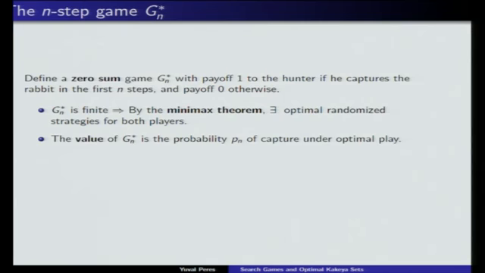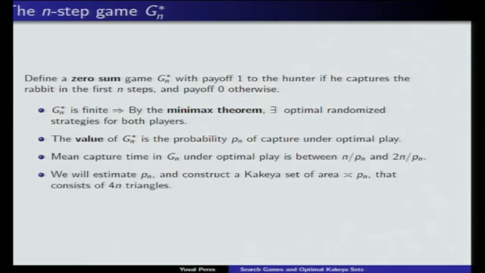So in other words, there is some value to this game, and the value is just the probability of capture under optimal play. And the rabbit has an optimal strategy that ensures no matter what the hunter does, the probability of capture will be at most this value. And for the same value, the hunter has an optimal strategy that ensures no matter what the rabbit does, the probability of capture is at least this v.